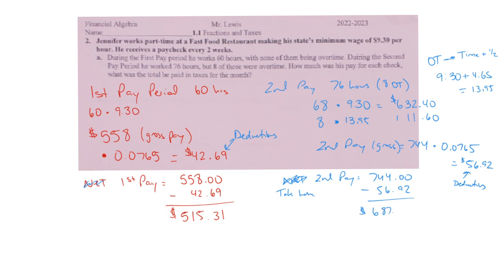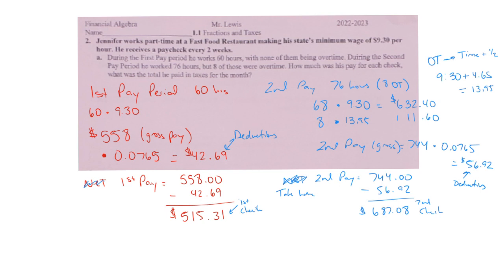$687.08. Right? So now what do they want to know? They want to know how much is paid for each check. That's first check. Second check.